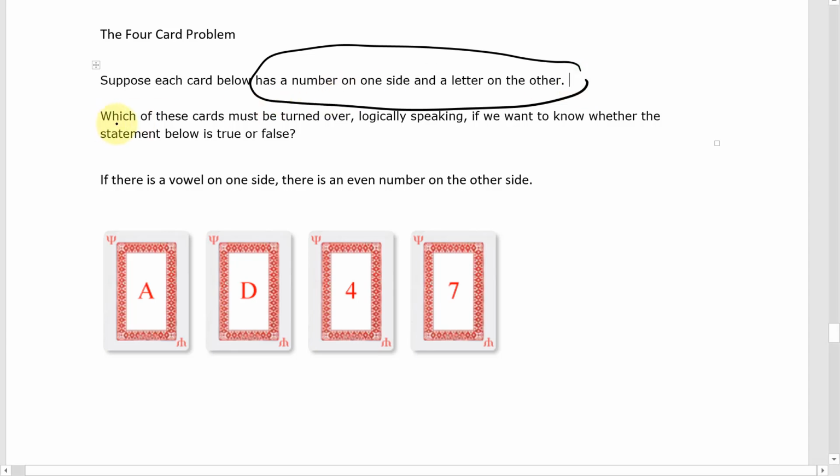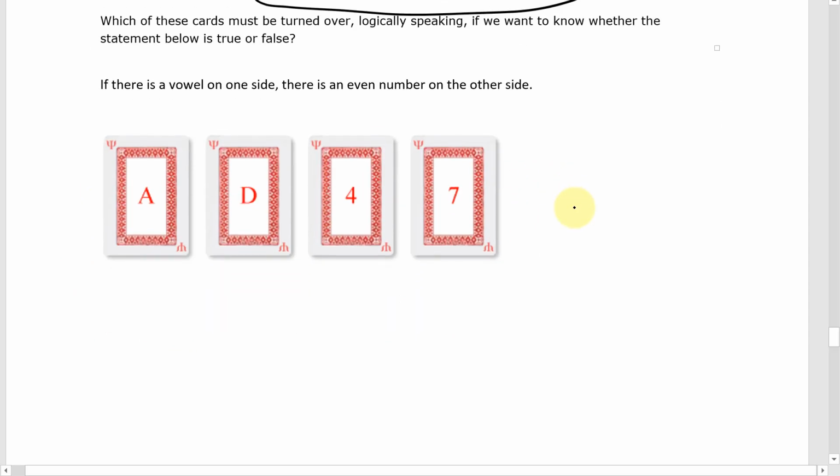So then which of these cards must be turned over, logically speaking, if we want to know whether the statement below is true or false? The statement that's given is, if there's a vowel on one side, then there's an even number on the other side. So think about that for a minute. Now, which of these cards do you have to flip over to see if this is true or not? Well, the answer is you have to flip over this one and this one.